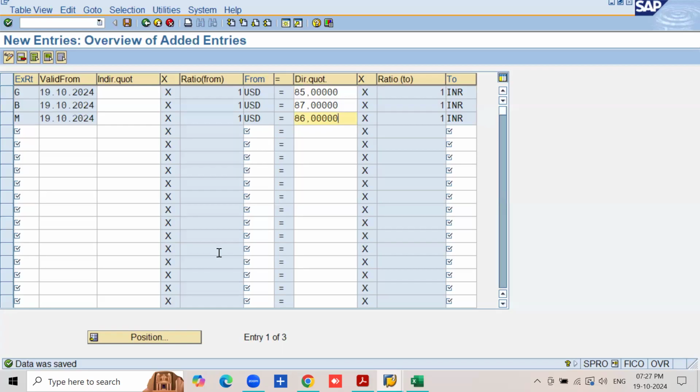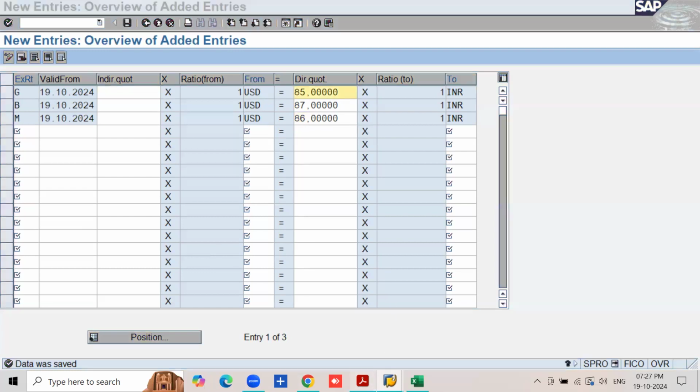Yes, sir. Now, here we have two types of quotations you can enter. Indirect quotation and direct quotation, right? So what is this indirect quotation, direct quotation?